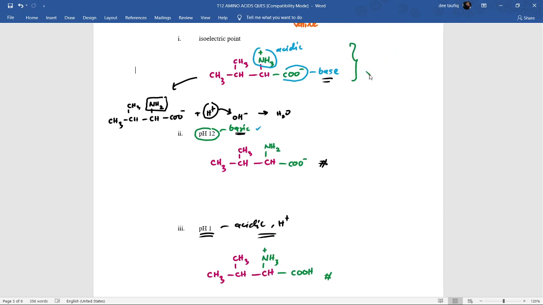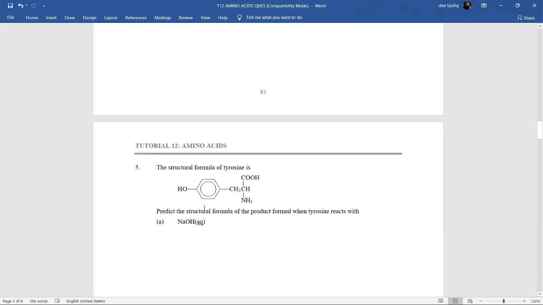Okay. So compare between isoelectric point, PI punya structure dengan acidic punya structure, and then PI punya structure with basic punya structure. Jangan ambil basic tukar jadi acidic. Tak boleh. Mesti comparison daripada PI, isoelectric point. Right. Next, question number 5.